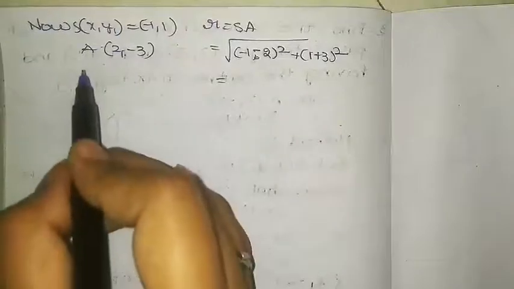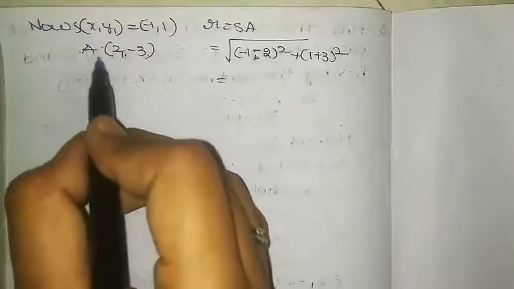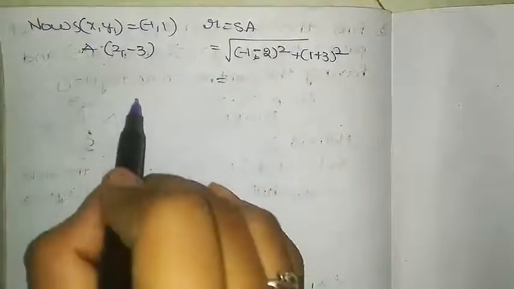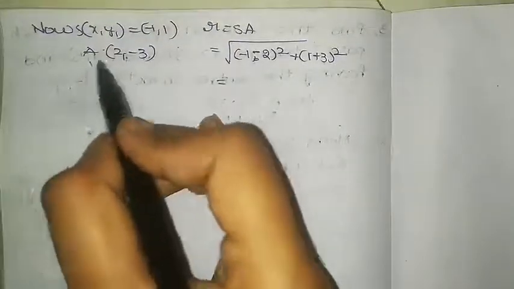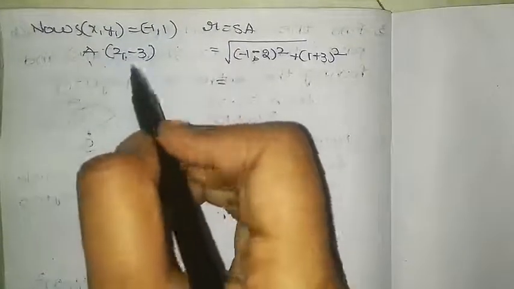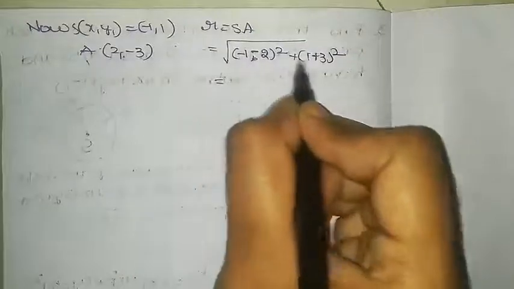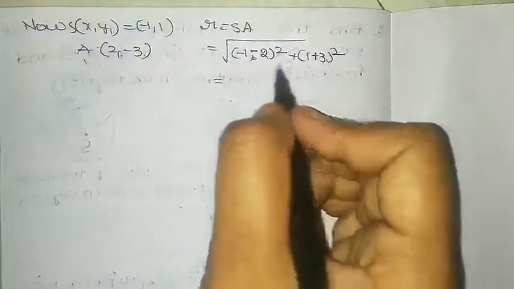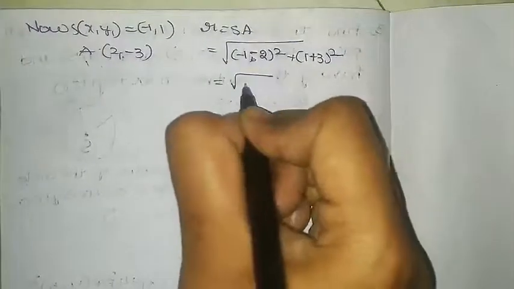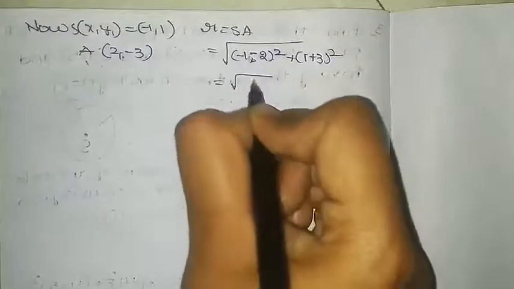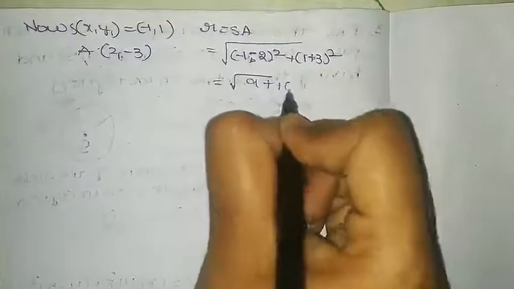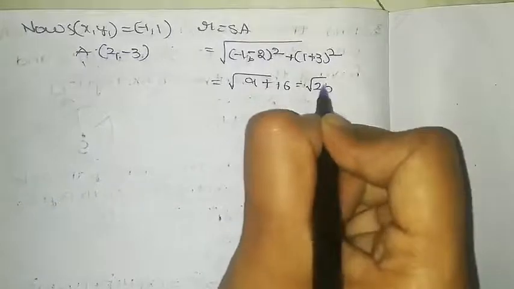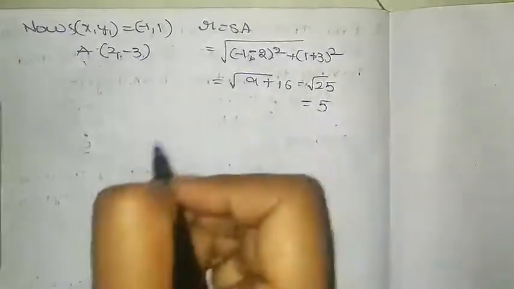Now we got the S value. So now we have to find the radius. I am taking point A. You can also take the point B to find the radius. So for the radius, I have substituted the values. That implies minus 3 square 9 plus 4 square 16, that is equal to square root of 25, that is equal to 5.